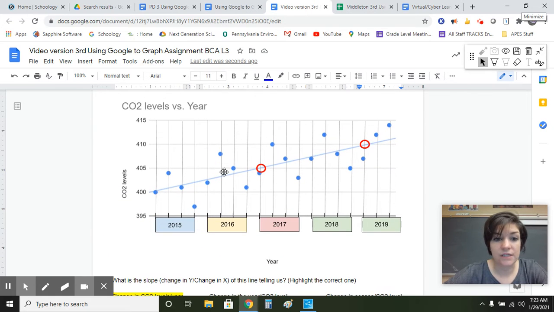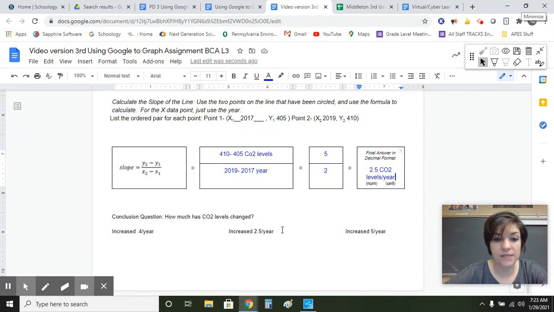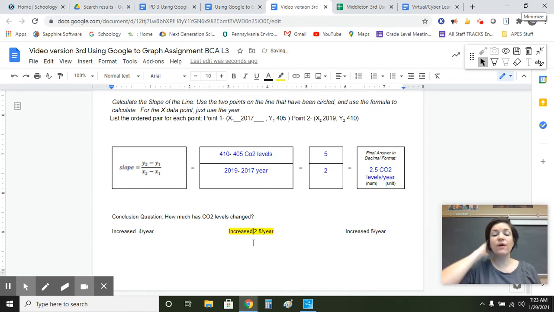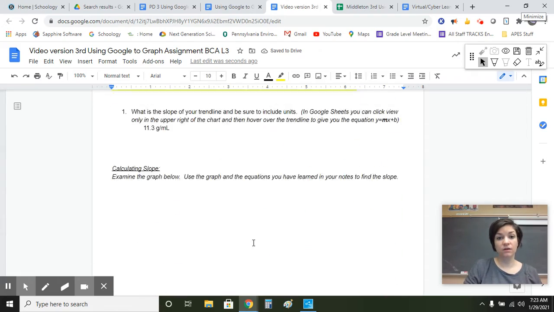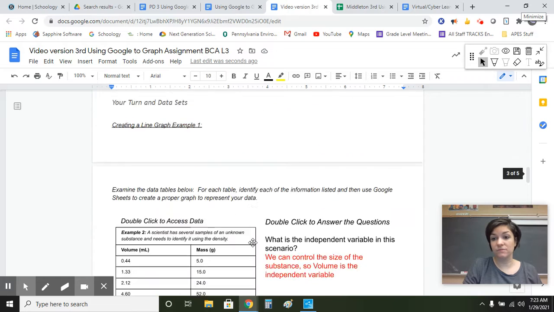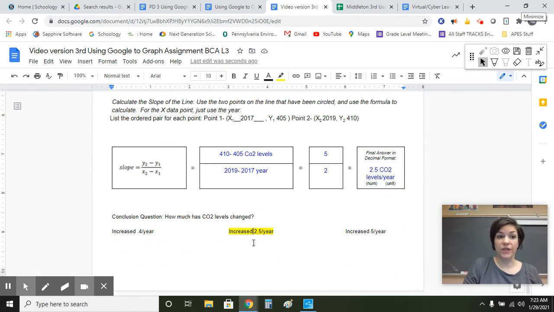And it is increasing. Look at this line. It's going up as time goes by. So it's increased 2.5 per year. So I'm going to highlight that. That's my answer. So once you have this all filled out, we did most of it together, you're going to submit it. So go ahead and submit it. There's that.